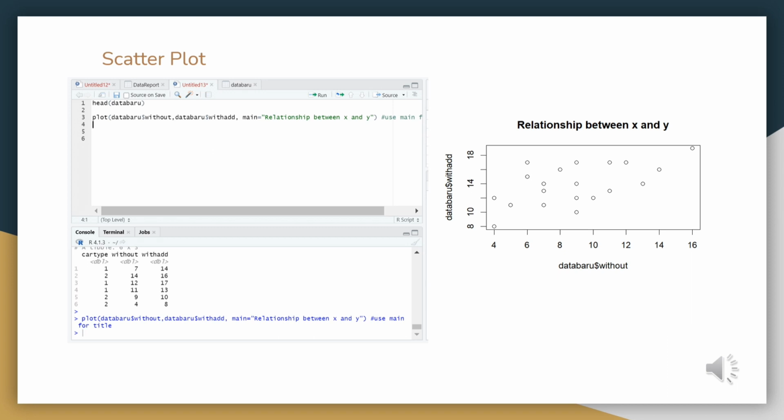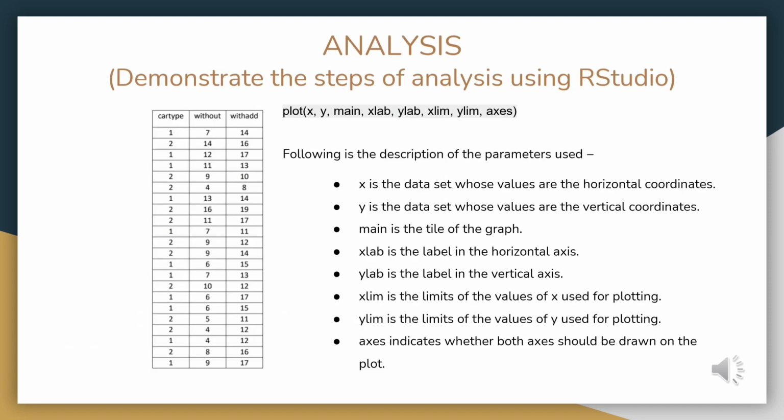x is the data set whose values are the horizontal coordinates. y is the data set whose values are the vertical coordinates. main is the title of the graph. xlab is the label in the horizontal axis. ylab is the label in the vertical axis. xlim is the limit of the values of x used for plotting. ylim is the limit of the values of y used for plotting. axes indicates whether both axes should be drawn on the plot. This is when you run the code in RStudio.